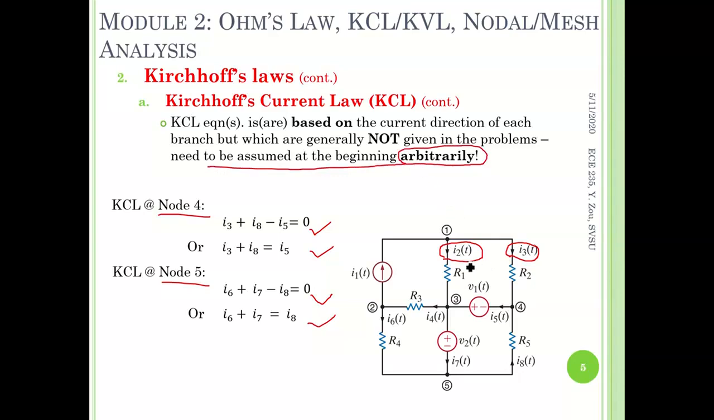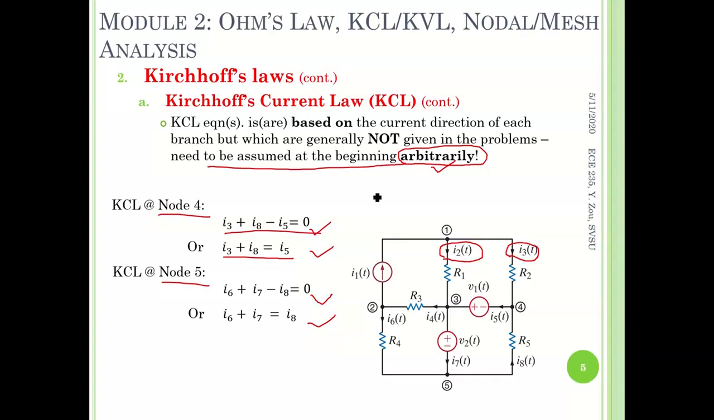It doesn't matter what current direction you assume. What you need to do is just follow the assumed direction to write your equations. Is your assumed current direction right or wrong? It doesn't matter. If you assume a wrong current direction, the resulting current value is going to be negative. So again, it does not matter. Feel free to assume any current direction at the beginning. The key is just to write the KCL equations accordingly. Okay, this is very important. You are going to have to do this yourself in the exam as well.